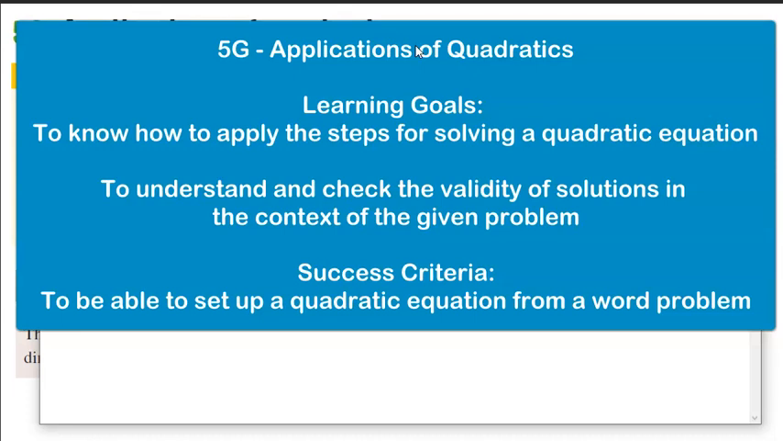This is exercise 5G, applications of quadratics. The learning goals of this lesson are to know how to apply the steps for solving a quadratic equation, and to understand and check the validity of solutions in the context of the given problems. That learning goal is just based on negative or positive answers, which we'll delve into a little bit later on. And the success criteria for this lesson is to be able to set up a quadratic equation from a worded problem and to obviously be able to solve that worded problem.